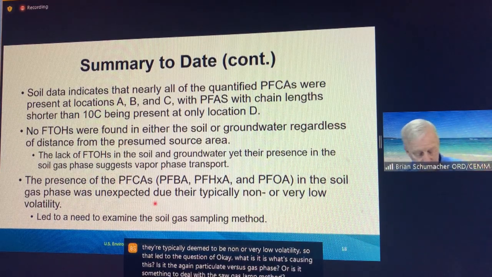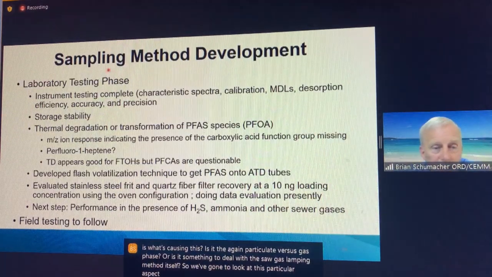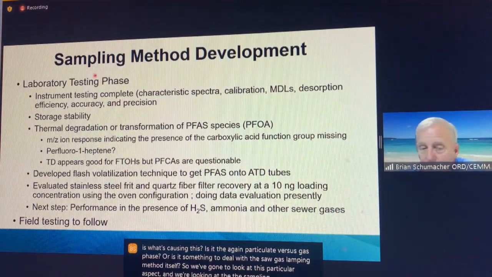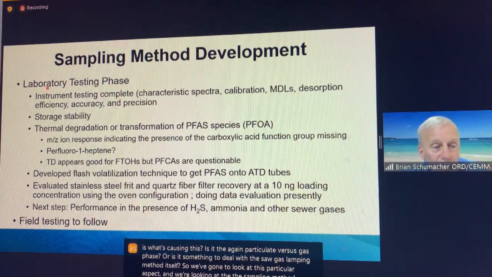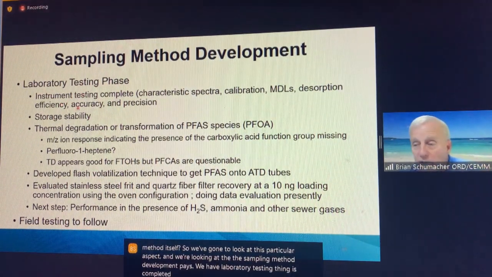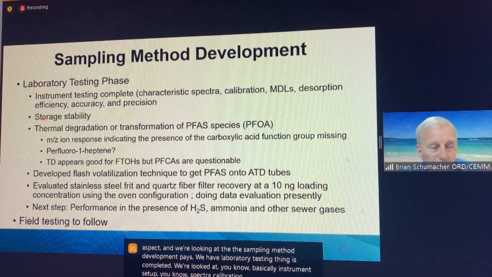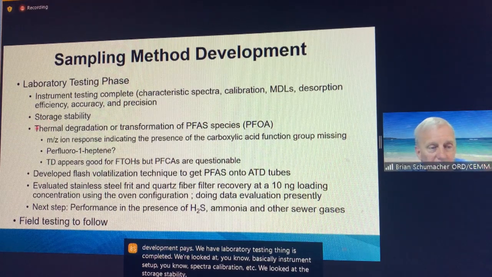So we've gone to look at this particular aspect, and we're looking at the sampling method development phase. We have the laboratory testing phase completed, where we looked at basically instrument setup, spectra calibrations, etc. We looked at the storage stability. Yes, they're stable. They're looking at thermal.